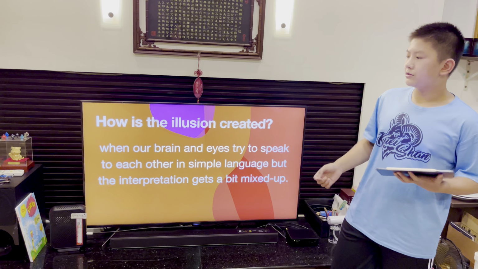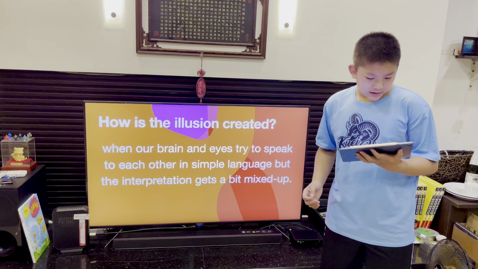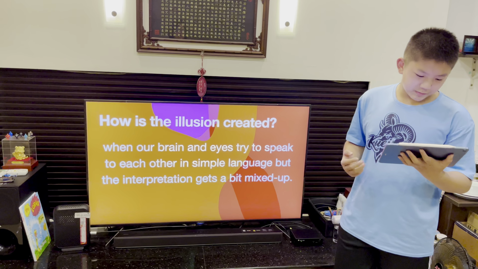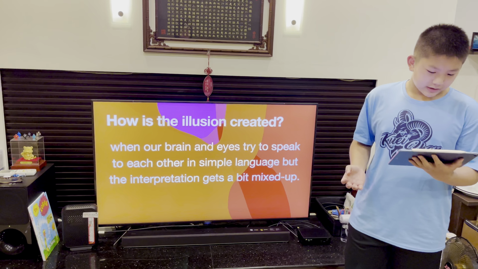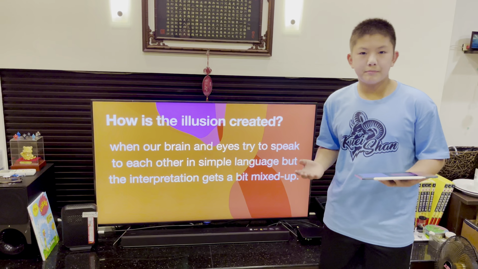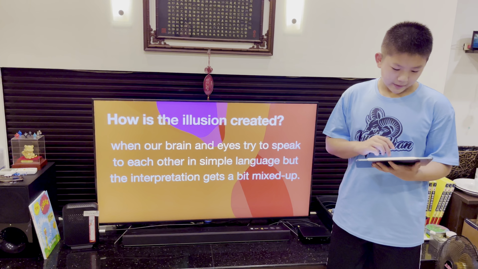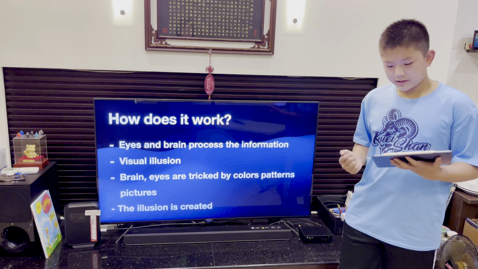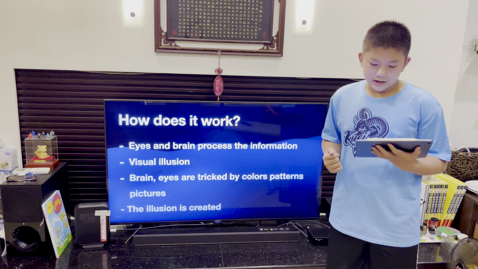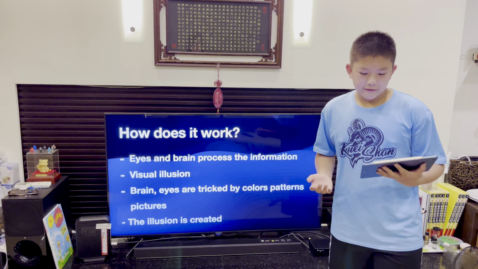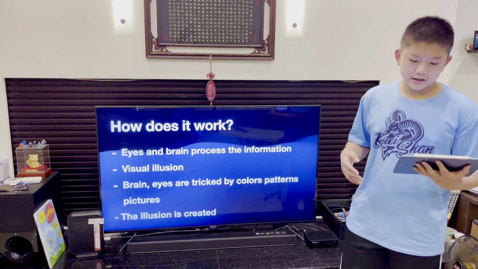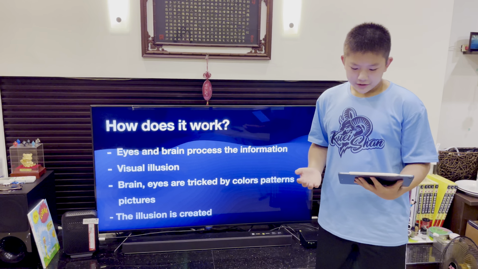How does an illusion work? It happens when our brain and eyes try to speak to each other in a simple language, but the interpretation gets a bit mixed up. Generally, how our eyes and brain process information is what is considered a visual illusion.